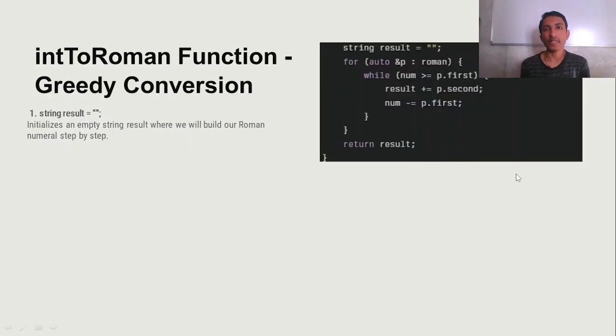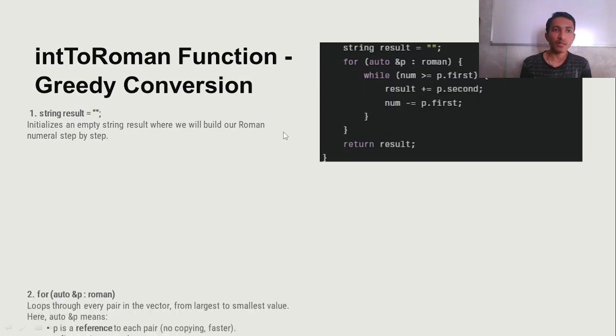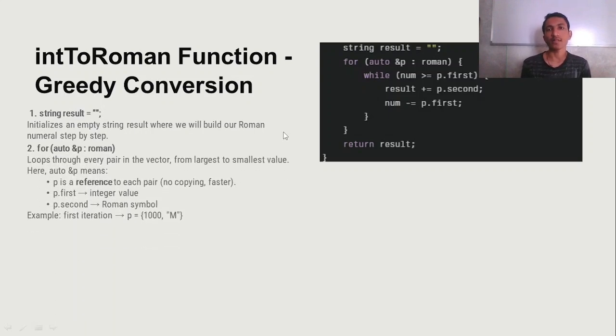Now let's see our greedy conversion. We have initialized our result variable as an empty string. Now what is this for (auto& p : ...)? It says that the for loop goes through every pair in the vector. It will loop through each pair in the vector in the order largest to smallest.